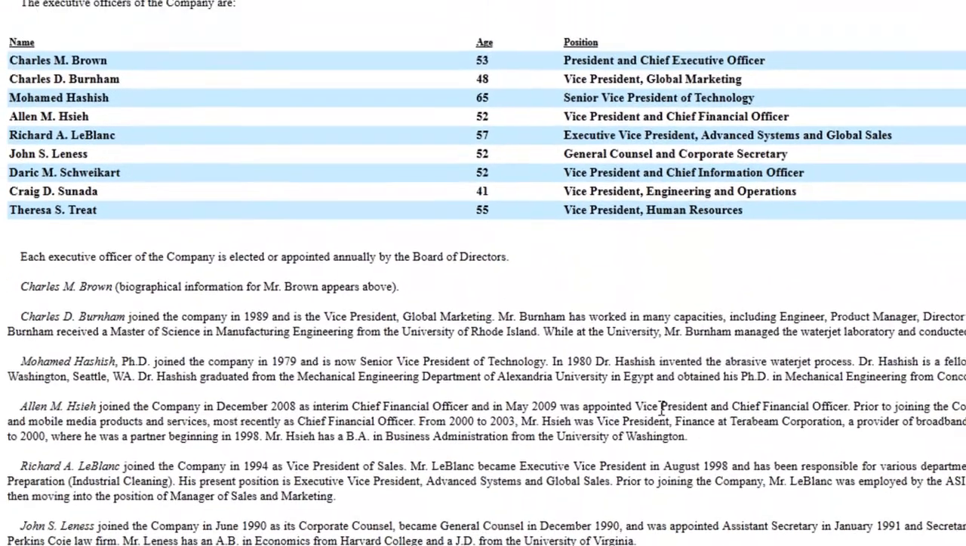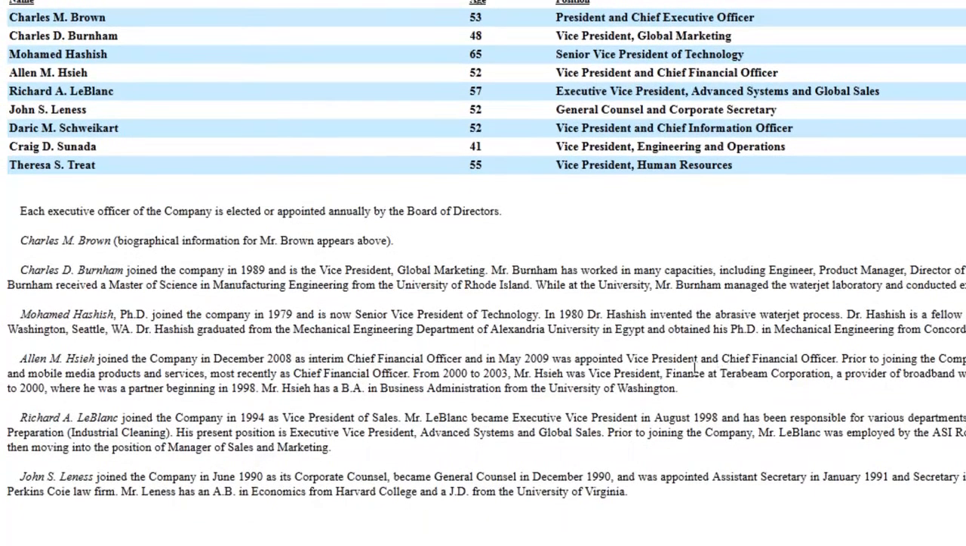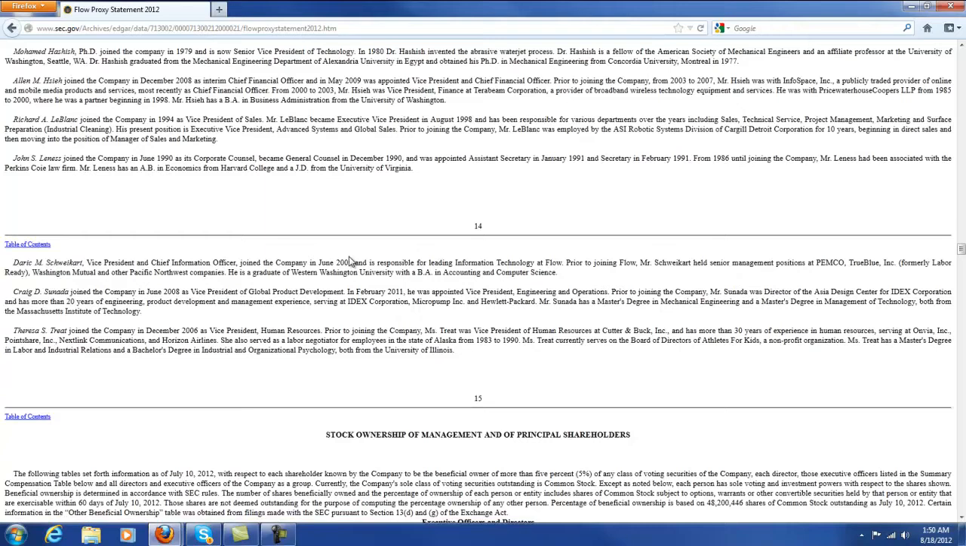Then you get to a section where you learn about the management, who they are, what their age is, what their title is, and then a brief description of who they are, similarly to when they were describing directors. How many years of experience does a particular executive have? What university did they graduate from? What title do they have? When did they join the company? What other companies did they work for before they joined the company? Are they a founder of the company or not? Very important things you want to know about.